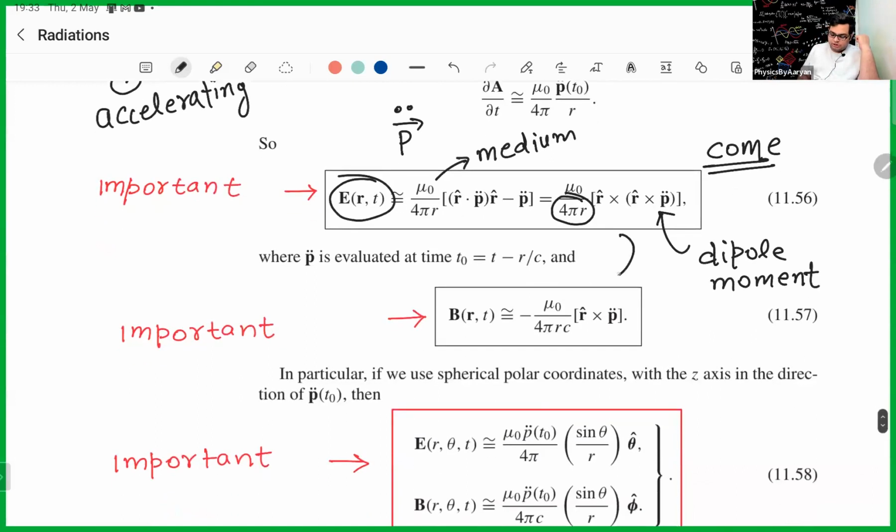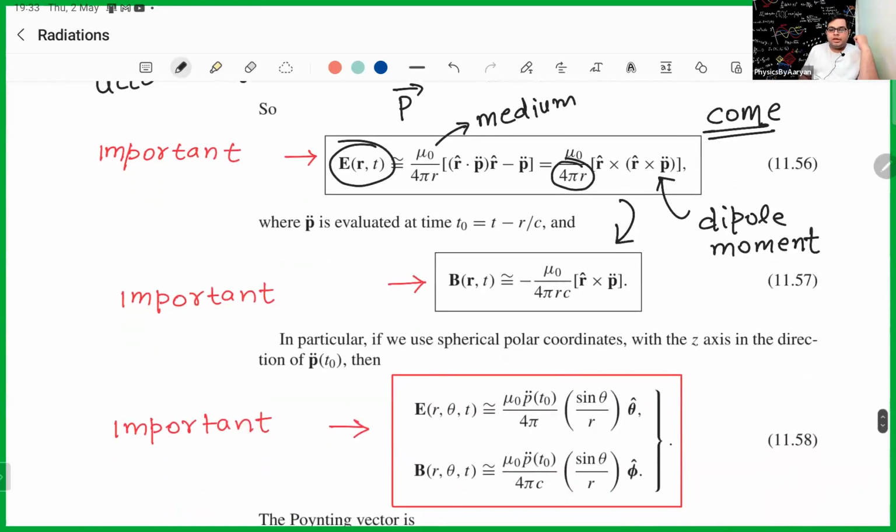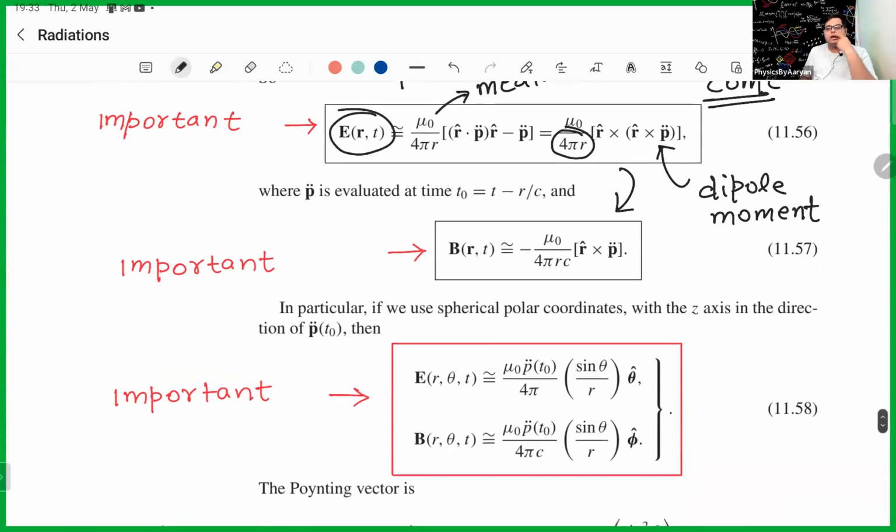Similarly, this formula results into the magnetic field. B of r, t gives you minus mu naught by 4 pi r c, r cap cross p double dot. Both of the formulas are important. I would say at some time you should remember these formulas. Why am I asking you to remember this? You will never use this in numericals. But once CSIR-NET has directly asked this question, directly asking which of them will be the electric field. So it was a formula based question, and you just had to tick the right formula. That is why this formula becomes important.